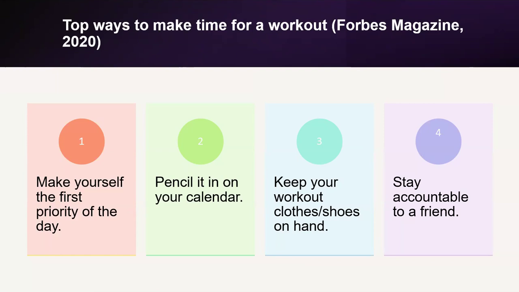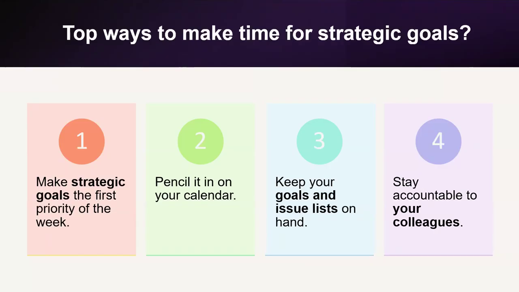So, prioritizing scheduling, making it the first priority of your day, having an accountability partner, or having the correct tools on hand so you're less likely to make an excuse not to do it. Now, these all make sense, right? It's honestly remarkably similar.